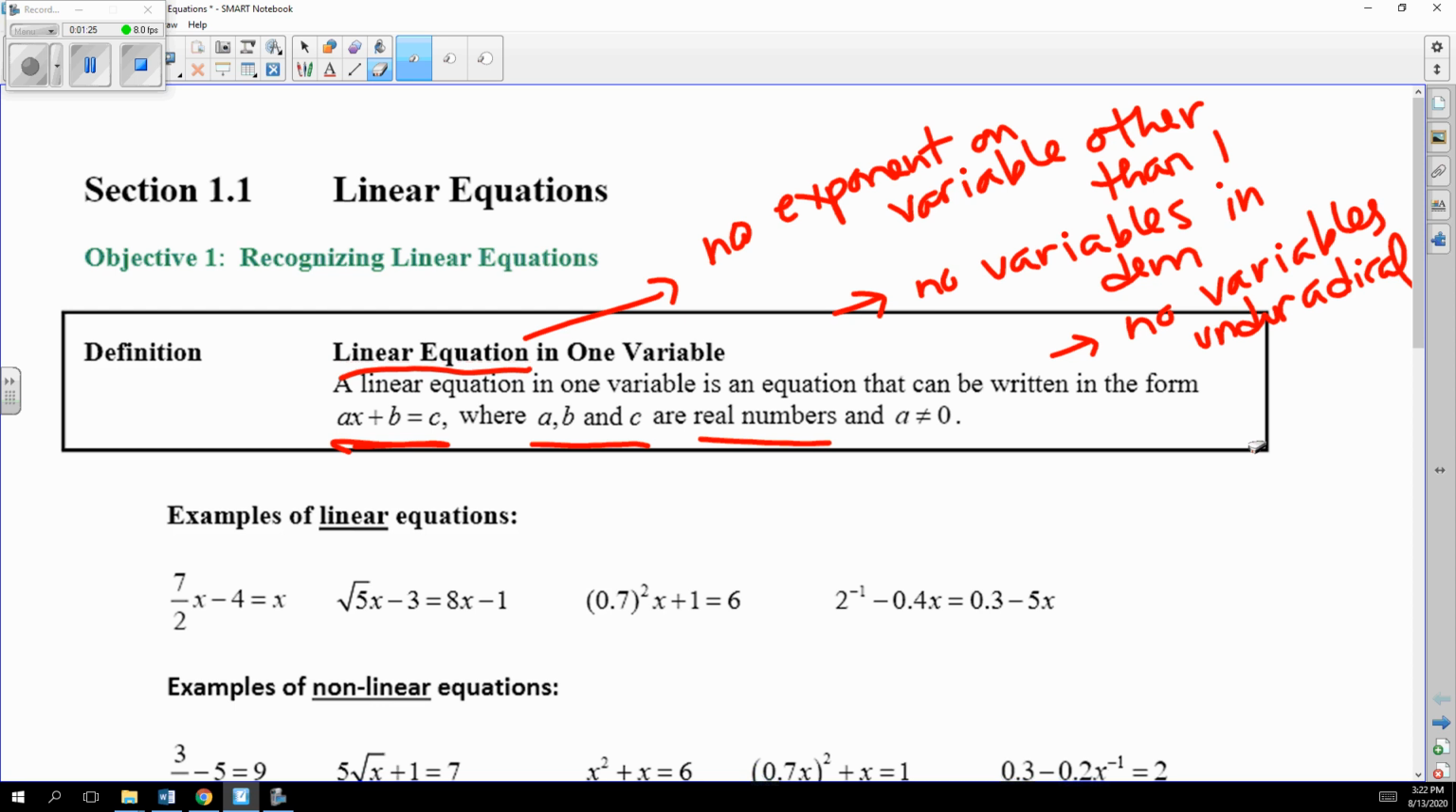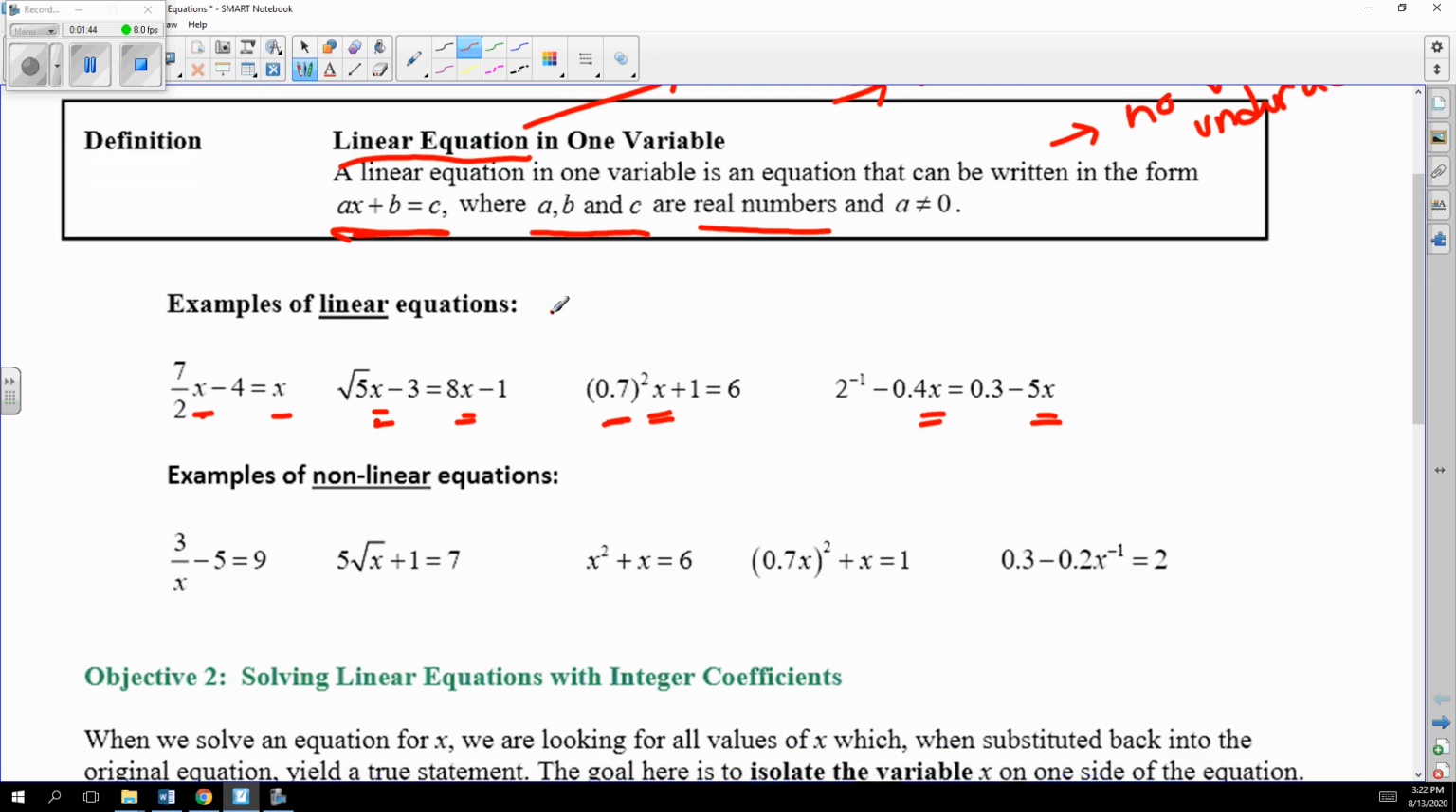So let's talk about examples of linear equations. Notice in this particular case that the variable on this side has an exponent of 1. The variable on the side of the radical has an exponent of 1. The variable on this side, even though this is being squared, the x is not. Notice that these are linear terms as well. So those are all examples of linear equations.